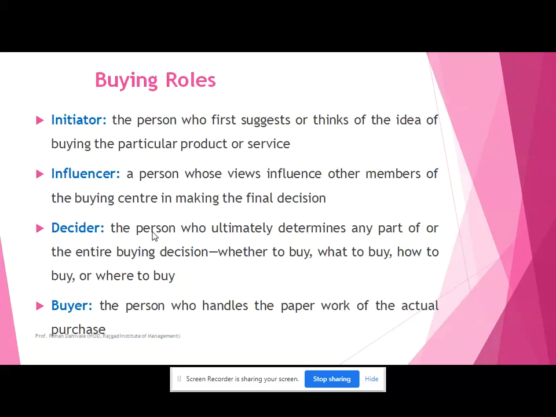Now we will start with the buying roles. In the early 1970s, the industrial marketing professors Frederick Webster and Yoram Wind developed the buying center concept in order to structure large scale buying in a complex corporate environment.